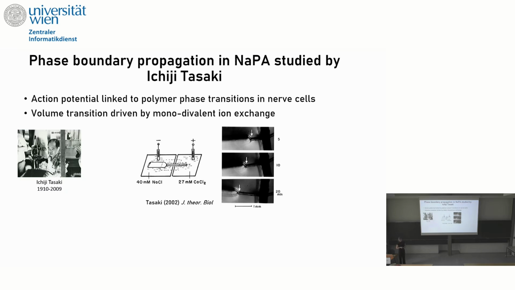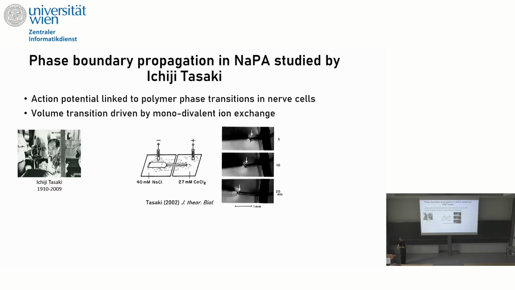So he applied electrical current, and he saw the formation of a phase transition, a phase boundary. You can see it marked with the arrows here, and it was propagating at a velocity of 1 millimeter per 10 minutes. So he used the snapshots to calculate the velocity.